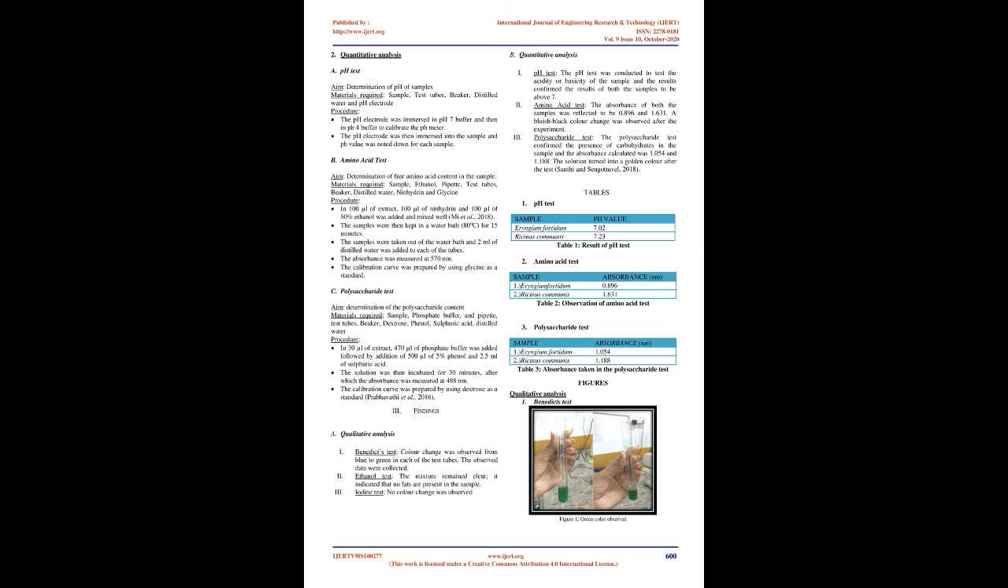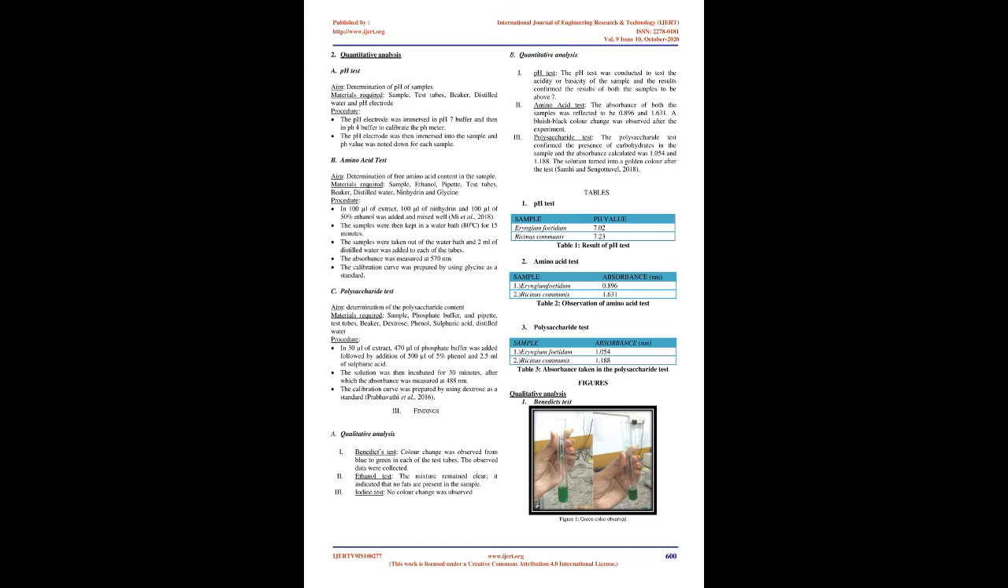B. Ethanol test. Aim: determination of presence of lipid in samples. Materials required: sample, ethanol, pipette, test tubes, beaker, and distilled water. Procedure. 2 ml of ethanol was added to each of the plant samples and the mixture was shaken well. It was allowed to settle in a test tube rack for 2 minutes for the solution to dissolve in ethanol. Pradeepa et al., 2016. Any clear liquid was emptied into a test tube containing 2 ml of distilled water.